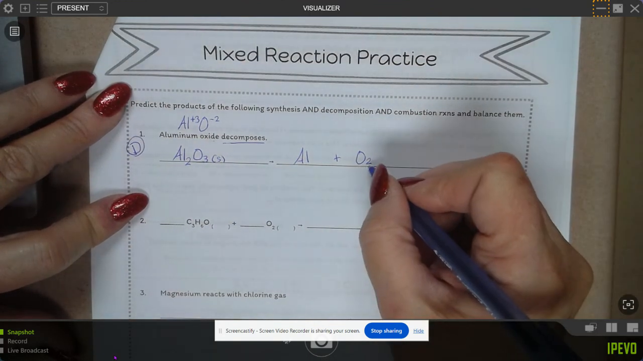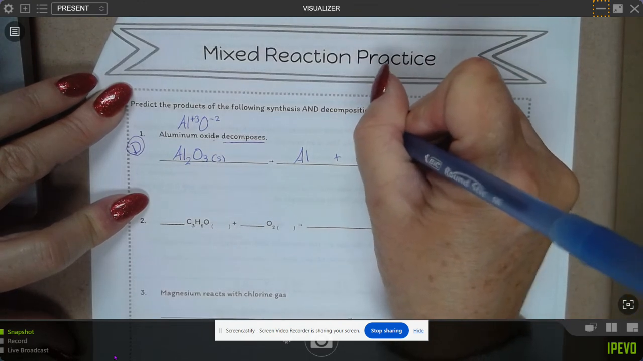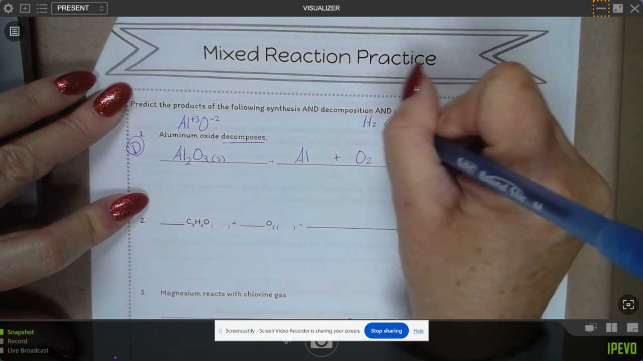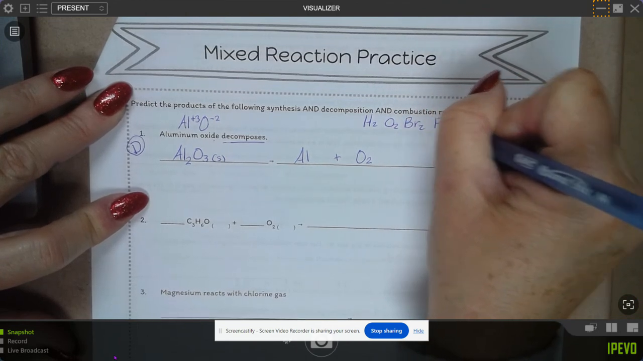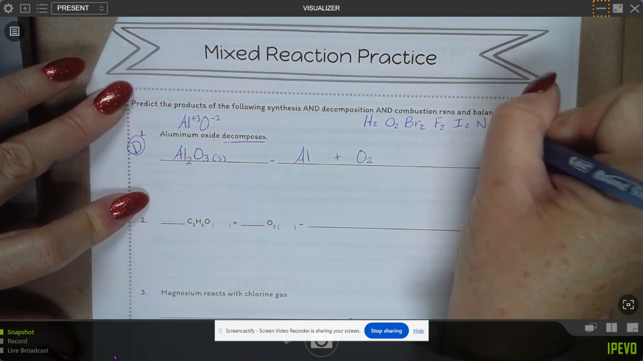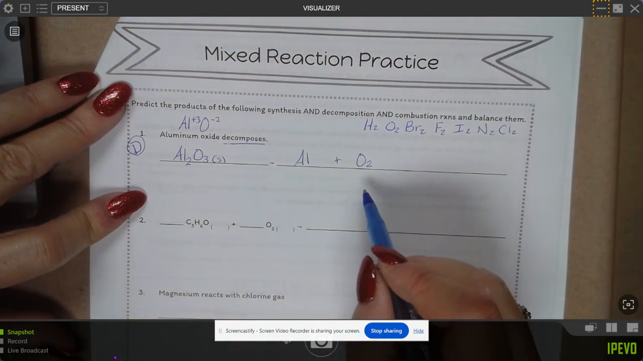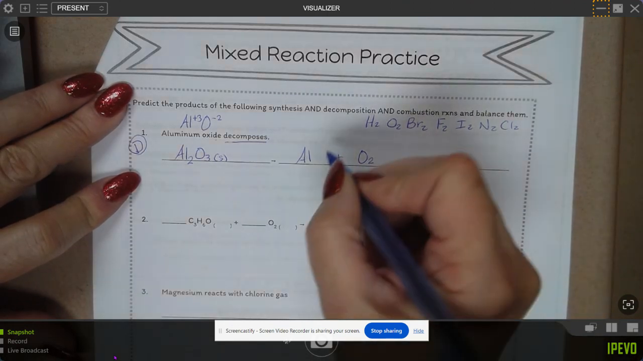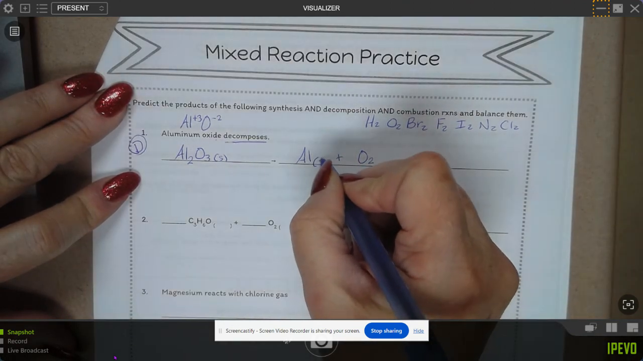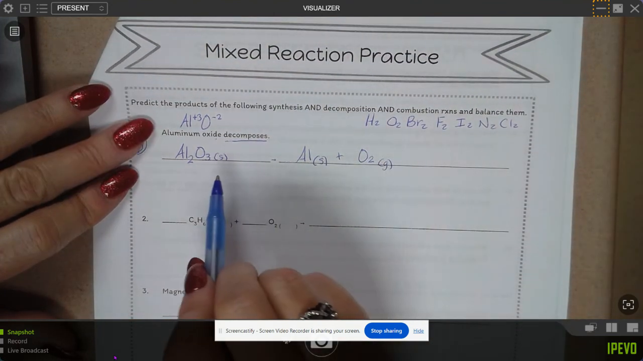Now notice I just already put a 2 after oxygen. That's because oxygen is one of the Hober-Finkel 7: hydrogen, oxygen, bromine, fluorine, iodine, nitrogen, and chlorine. It's a diatomic element whenever we see it by itself. Okay, so aluminum is a solid, oxygen is a gas.